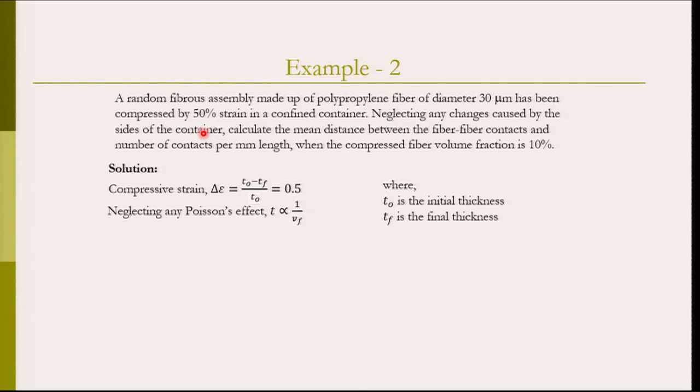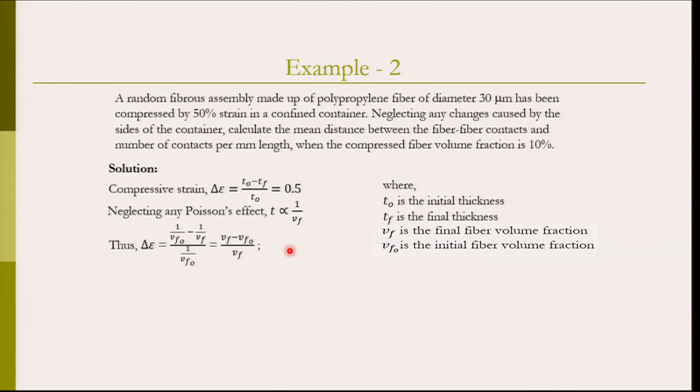And in such a scenario, we also know that the thickness of the fibrous assembly is inversely proportional to the fiber volume fraction. So, in this case we can replace T with the Vf and we get a new formula out of it, and you can see it is Vf minus Vf naught by Vf. So, Vf naught is the initial volume fraction that we are supposed to calculate.